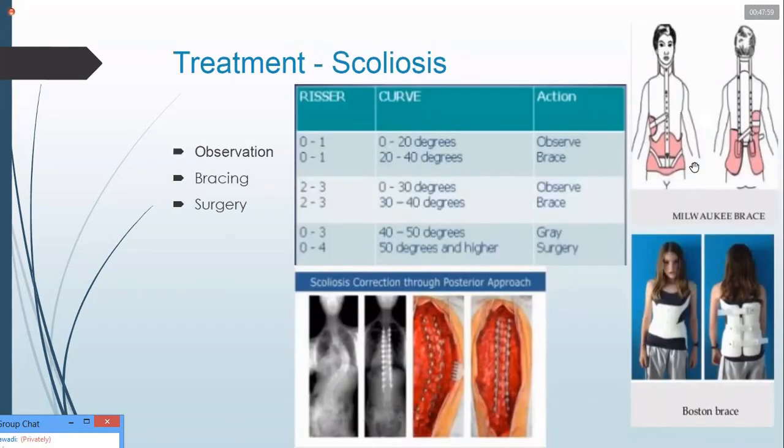Treatment of scoliosis is basically observation in the early stages, and bracing in the middle stage, and if it's a gross deformity, 40 to 50 degrees and more than 50 degrees and higher, surgery is required. The different braces are the Milwaukee brace and the Boston brace. The Milwaukee brace has a cervical extension, and the Boston brace is for the thoracolumbar region. And surgery, like we can see in this picture, the deformity has been well corrected by posterior instrumentation.